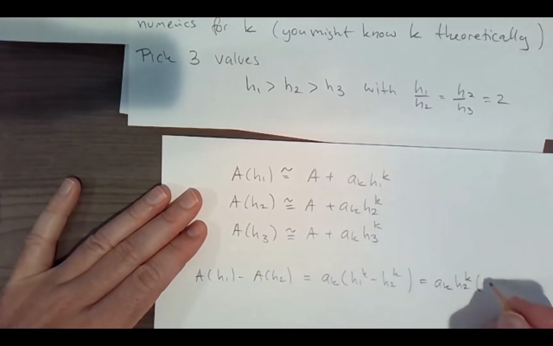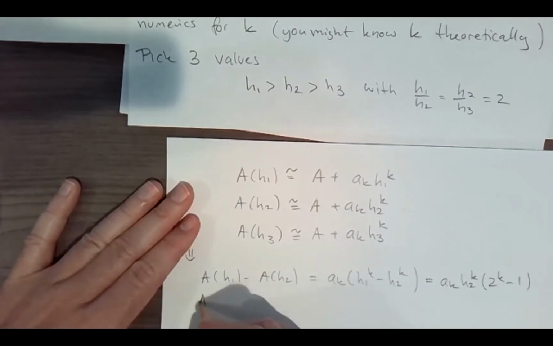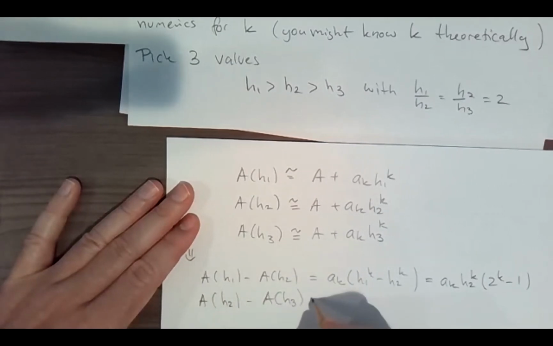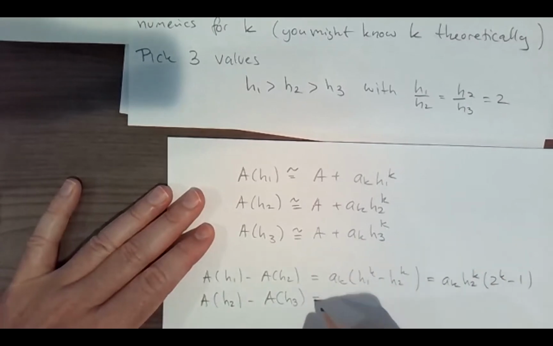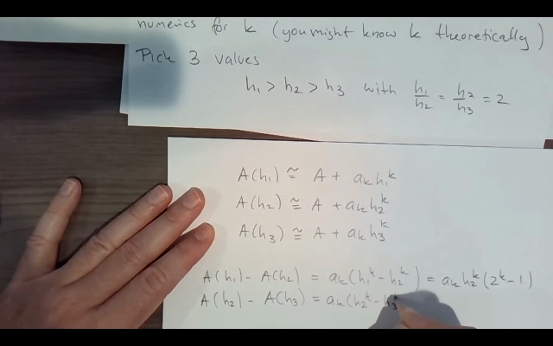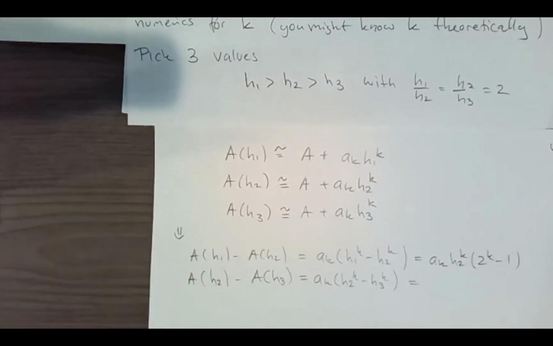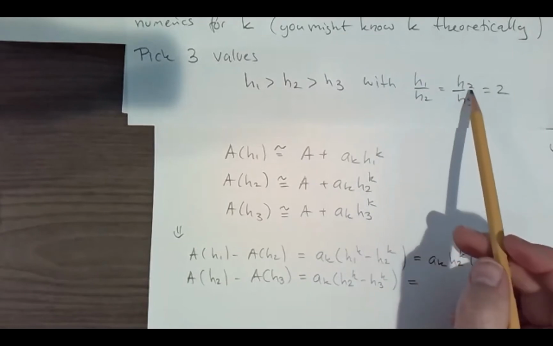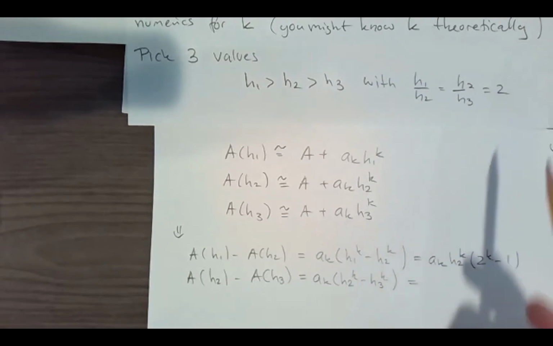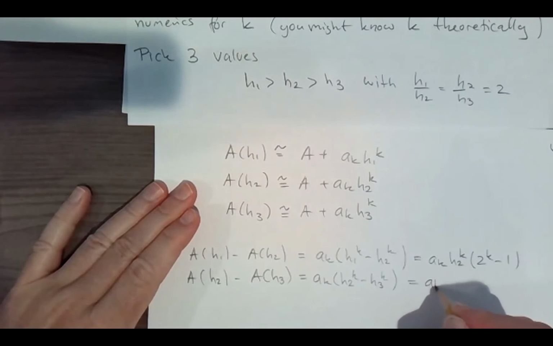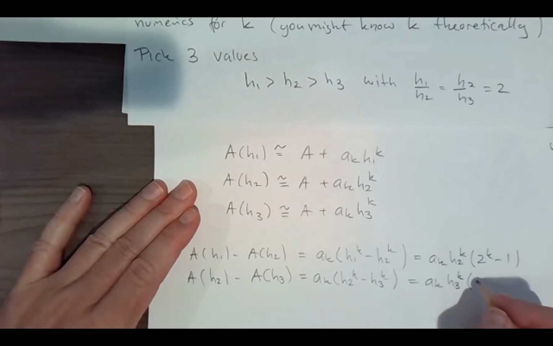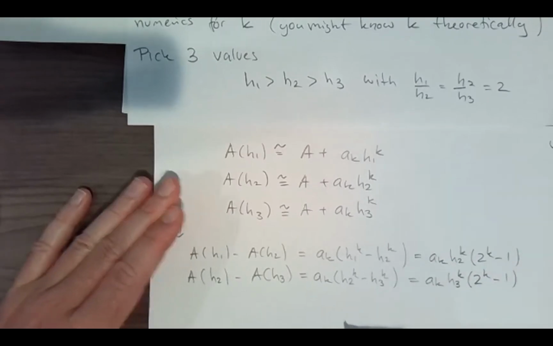And then I'll have the ratio. This will be 2 to the K minus 1. And I'll do the same thing for H2 minus A of H3. It'll be the same formula. It'll be AK H2 minus H3 to the power K. I'll use again that the ratio between H2 and H3 is exactly 2. I'll pull out H3. And so here I would get 2 to the K minus 1.